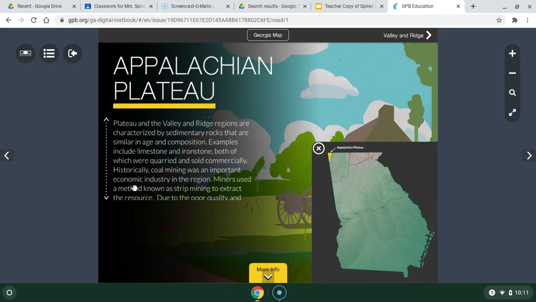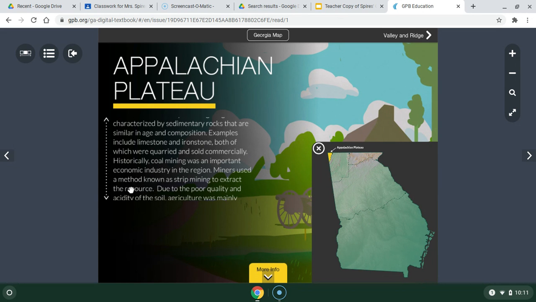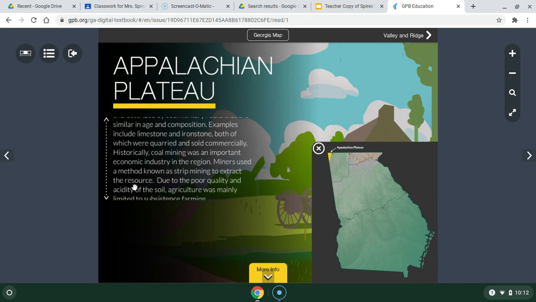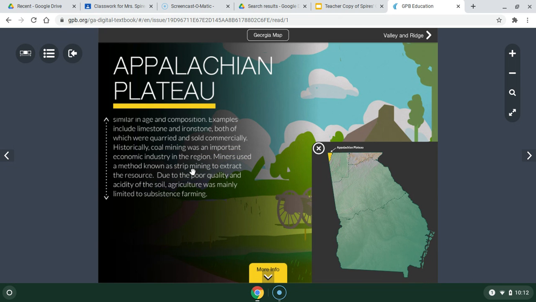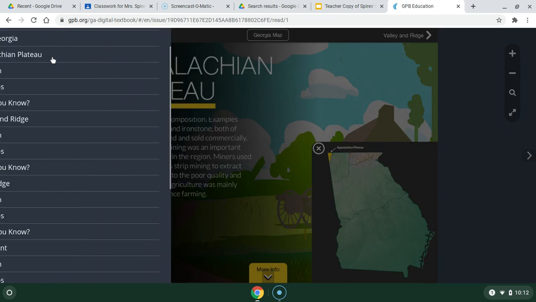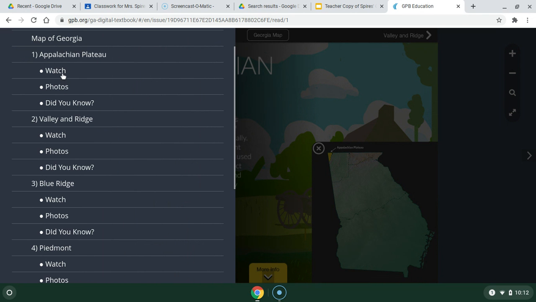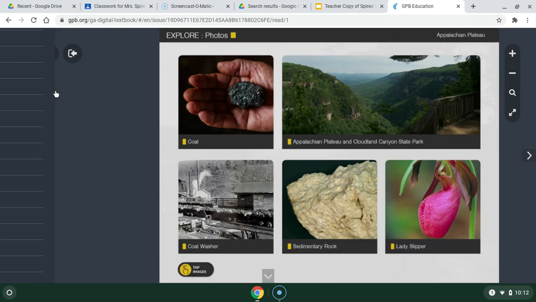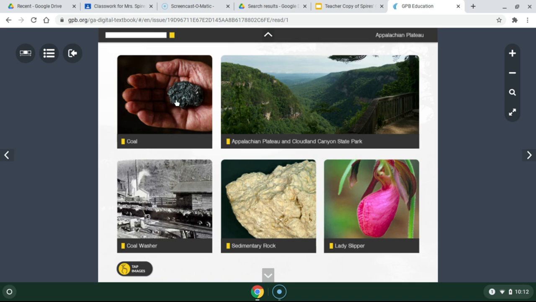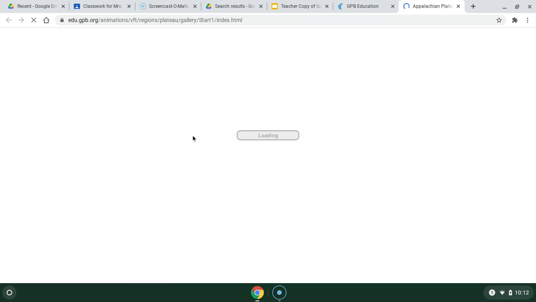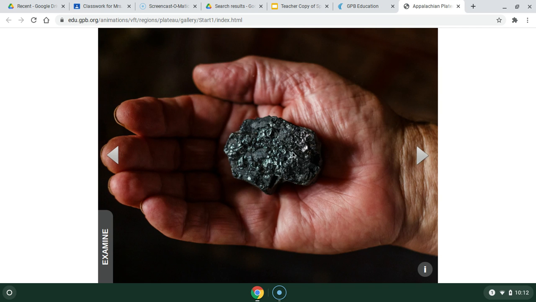All right. In this area, mining was very popular. But this area of Georgia is not good for farming because the soil is very acidic. The soil is not good for farming. The plants can't live there. So let's look at some pictures. All right, this is an example of what coal looks like, something you would mine for.